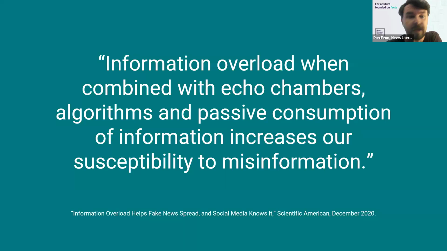This is a quote from Scientific American, which is that information overload, when combined with echo chambers, algorithms, and passive consumption of information, increases our susceptibility to misinformation. So we know that this is a problem. We know that there is just too much information for us to consume responsibly.